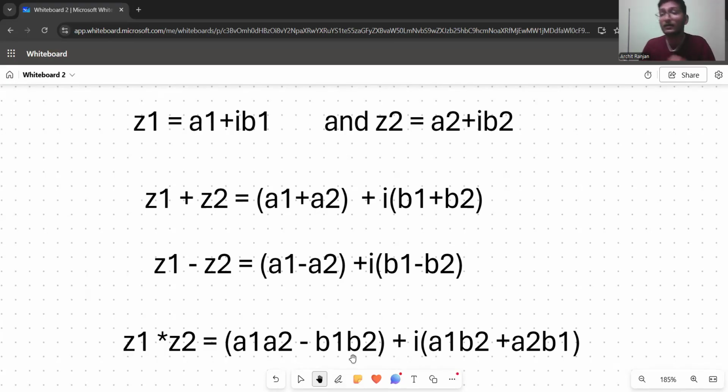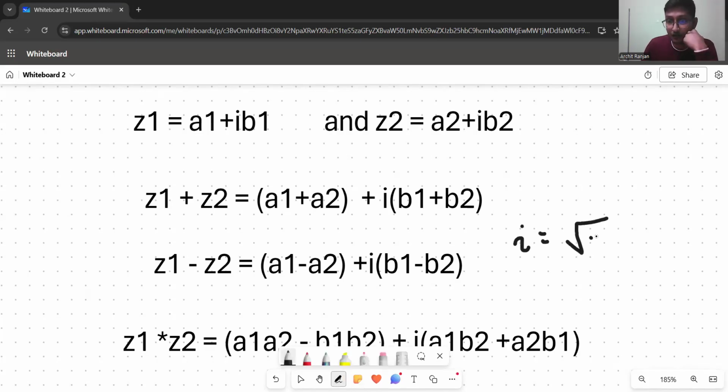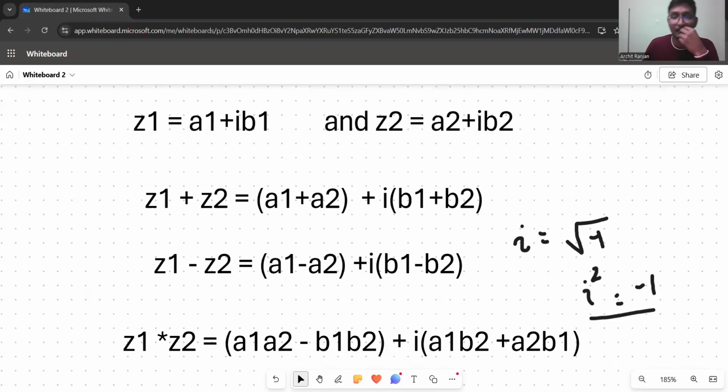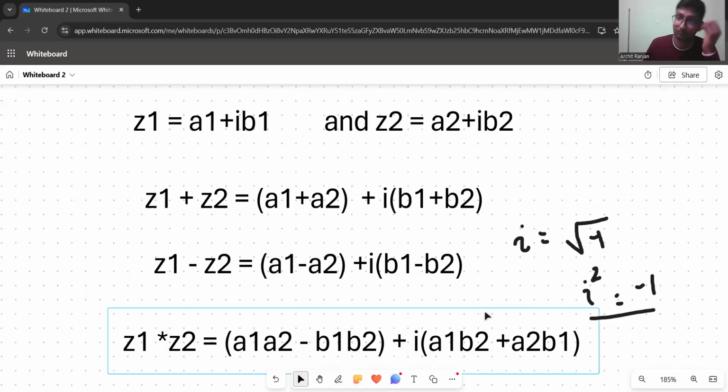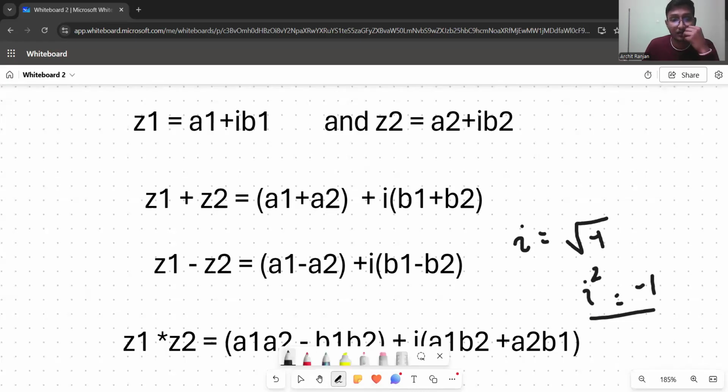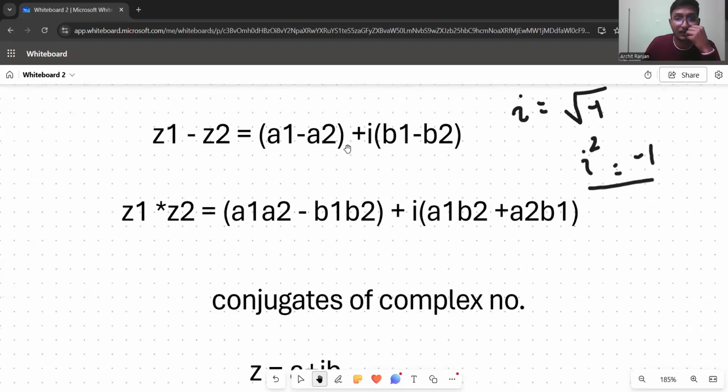Where does the minus come from? If you properly think, what was iota? Iota was under root of minus 1. If we square iota, we get a minus 1 out of it, and that is where we actually get the minus. Quite simple, right? This is one thing that people usually forget in multiplication, that iota square changes the sign. Just keep it in mind.